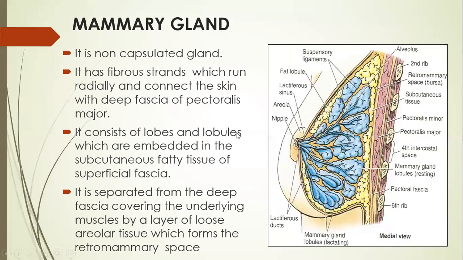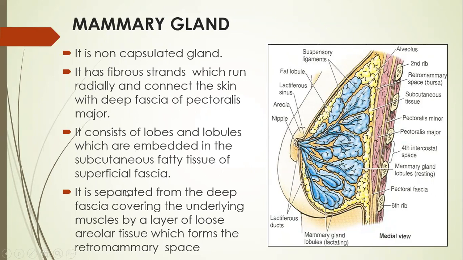It consists of lobes and lobules which are embedded in the subcutaneous fatty tissue of the superficial fascia. If you see here, these are called lobes and lobules. Multiple lobules all joined together open into a single lactiferous duct, and this is called one lobe. One lobe will be drained by one lactiferous duct.